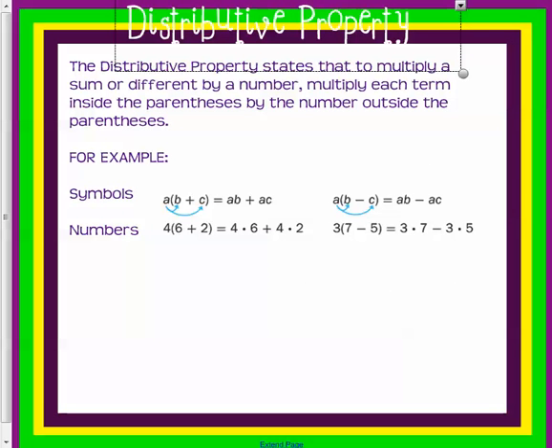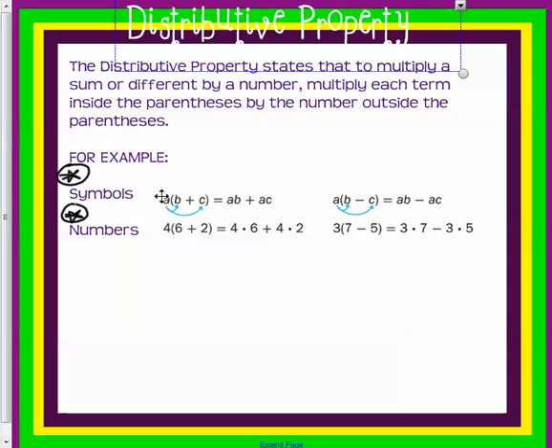The distributive property states that to multiply a sum or difference by a number, you multiply each term inside the parentheses by the number outside the parentheses. So take a second, pause the video, and write down both these examples. I'm going to explain them in just a second.